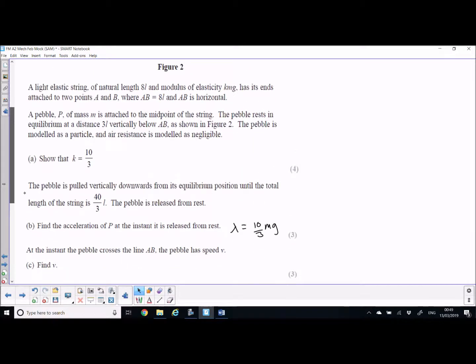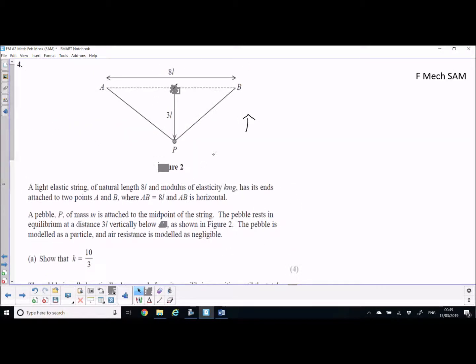Okay, it is not constant acceleration. The acceleration is going to be changing. We've got the tension in the string, pulling it up. We've got the weight acting against it. So we need to use energy instead, so conservation of energy, in order to solve this problem. Okay?